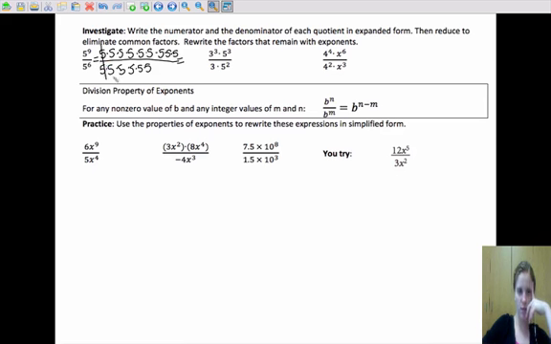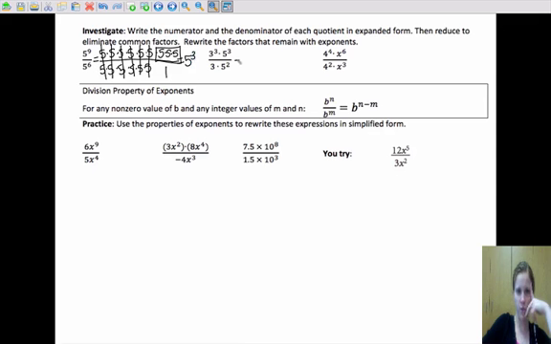So we can cancel this. 5 divided by 5 is 1, 5 divided by 5 is 1. We can do that, looks like 6 times. And then we're left with this 5 times 5 times 5, and down here would just be 1. So that's just going to be 5 to the 3rd power.